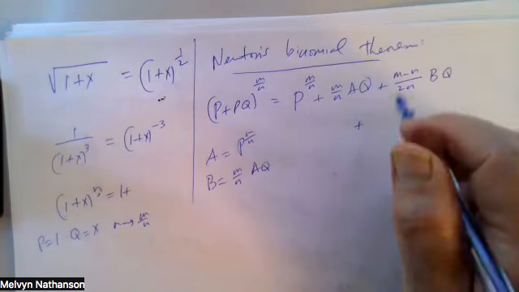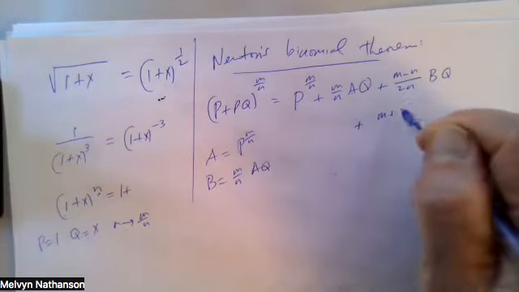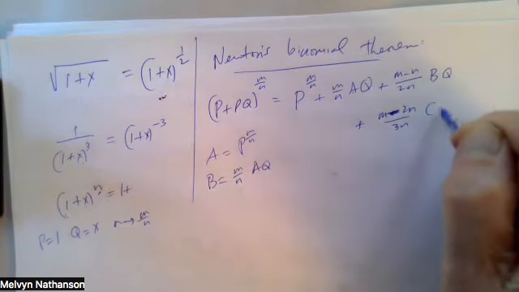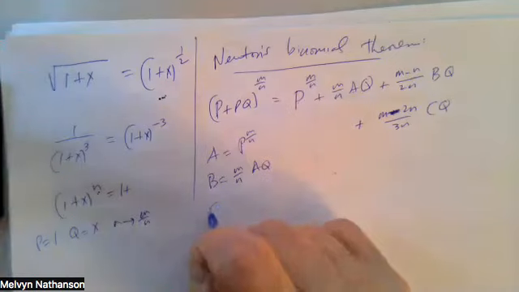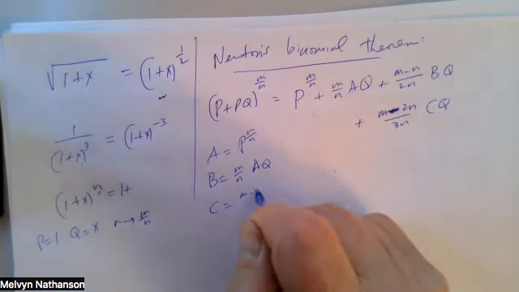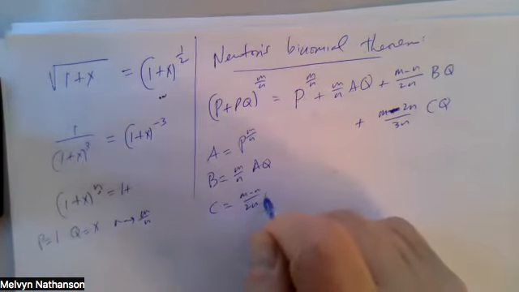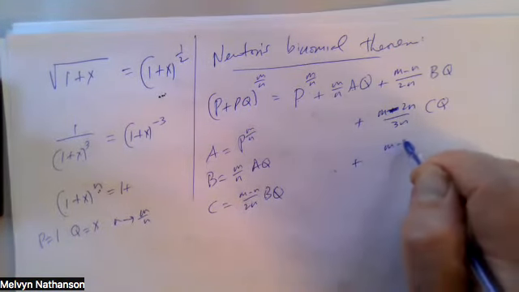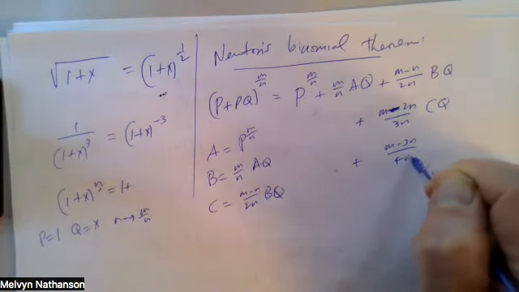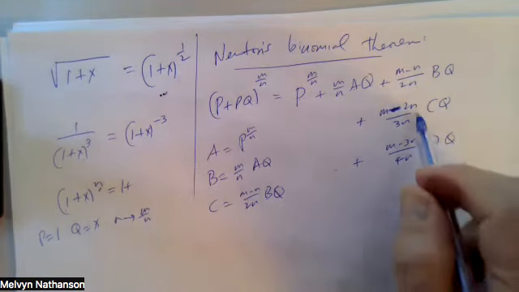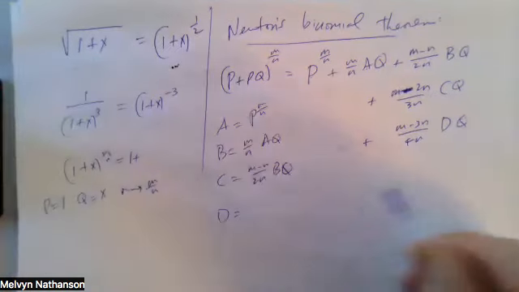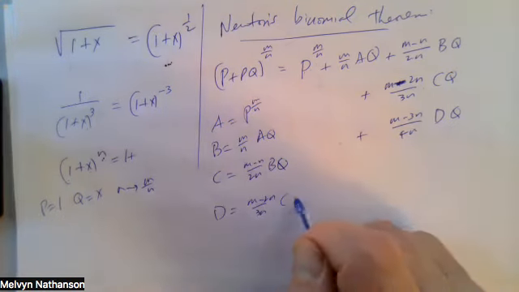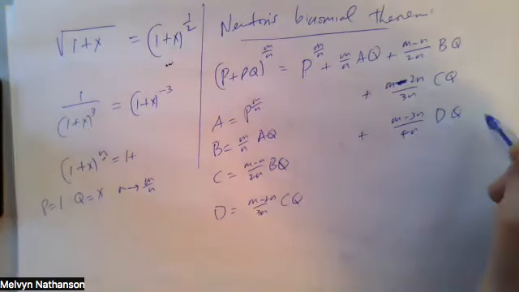The next term is m minus 2n over 3n times cq, where c is the previous term. The next term is m minus 3n over 4n times dq, where d is the previous term. And so on.